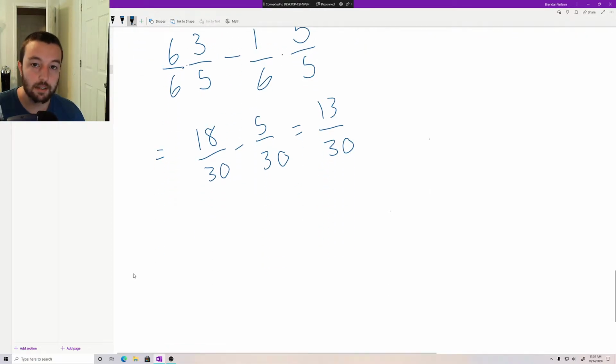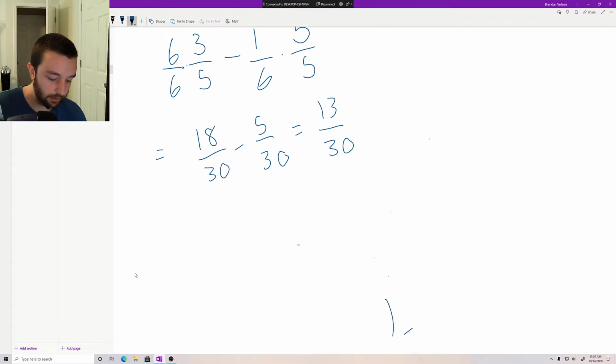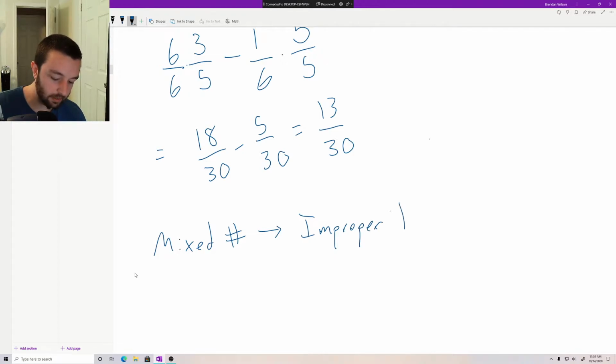Okay, so the thing I forgot to mention that I want to mention now is I said earlier in the chapter that the formula where we change a mixed number into an improper fraction relies on this idea of addition.